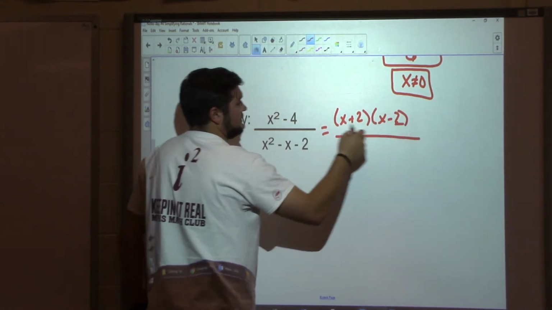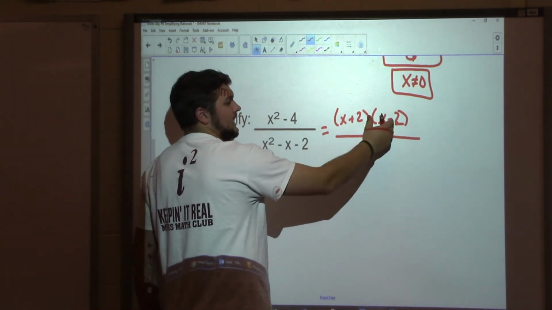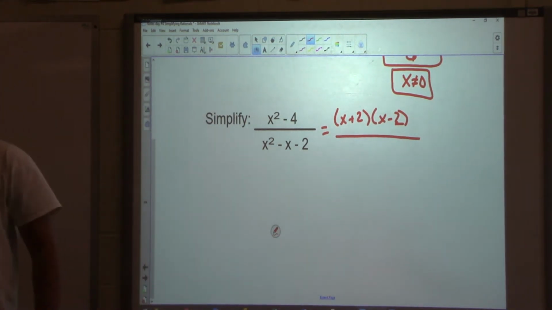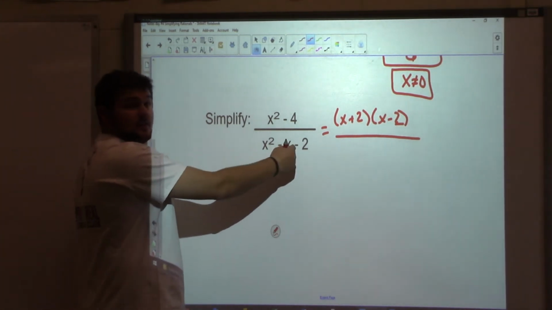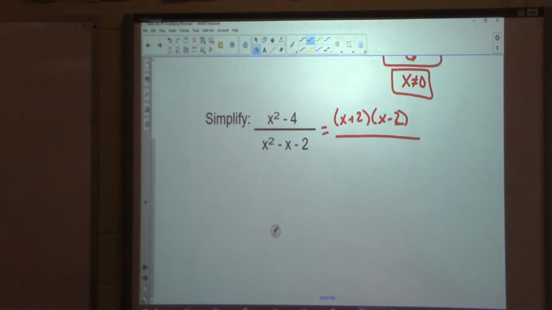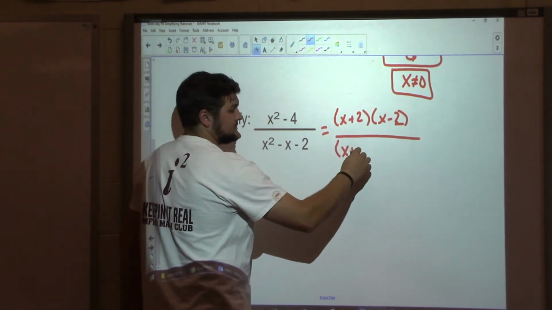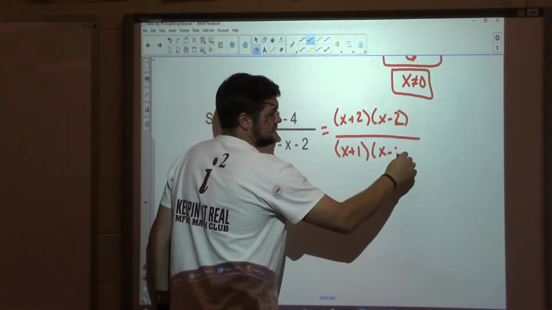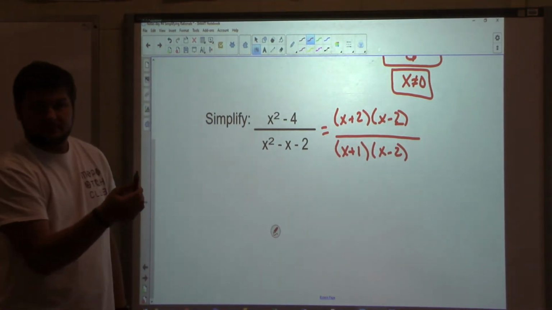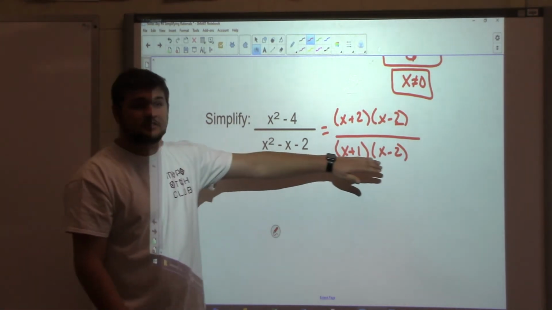I can take the square root of both of them. Square root of x squared is x. Square root of 4 is 2. And I add 1 and I subtract 1. So that's my difference of perfect squares. On the bottom, I can factor this, right? Using either the box method or the guess and check or grouping or star method or whatever you use. It factors to x plus 1, x minus 2. Alright, do we all see how it factors?